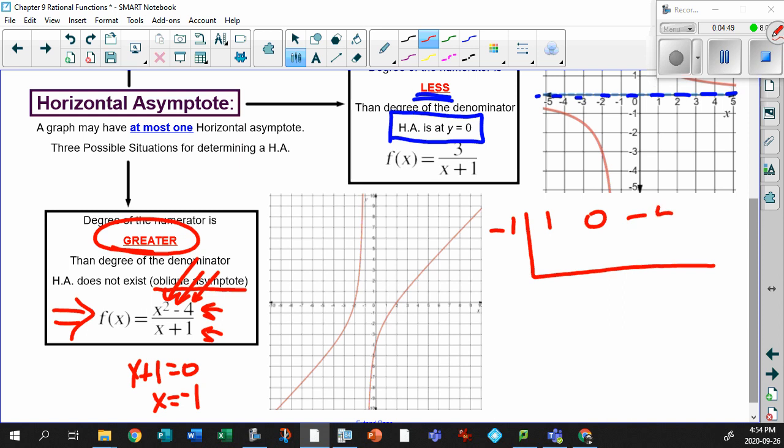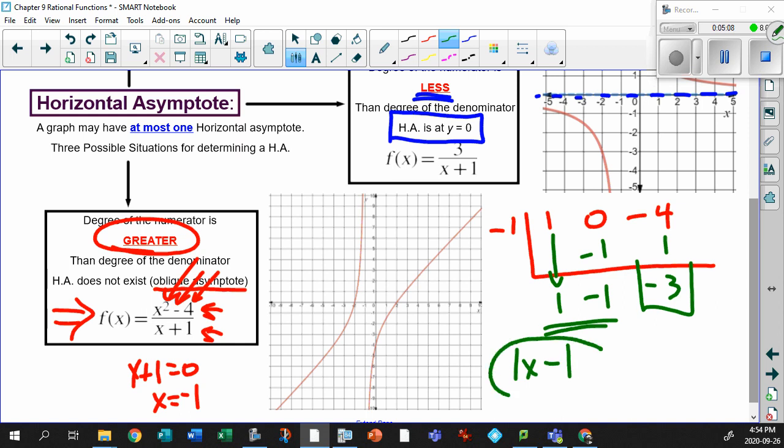Doing a quick synthetic division, that becomes 1. 1 times minus 1 is minus 1. So that's minus 1 plus 0 is minus 1. Minus 1 times minus 1 is 1. This gives you minus 3. There's your remainder. But see this right here? That is 1x minus 1. That is the equation of your oblique asymptote.